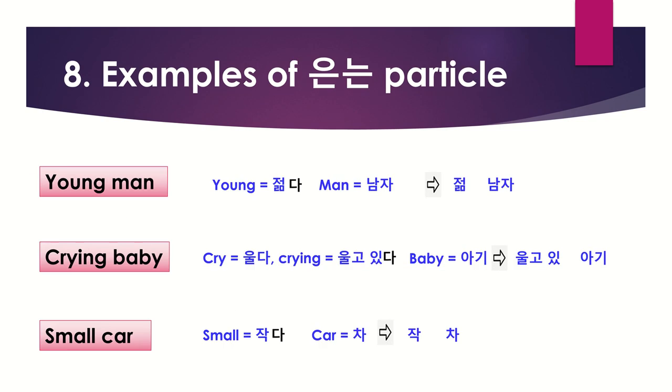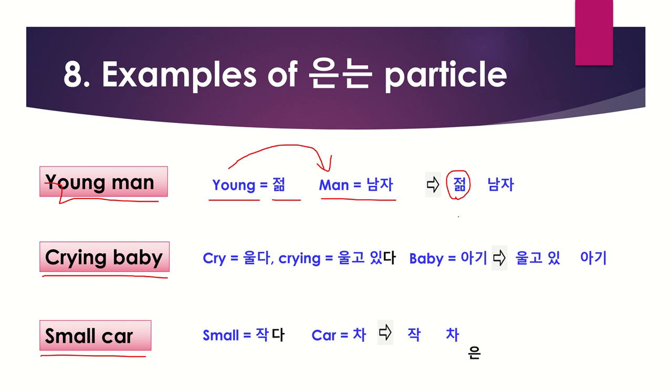Okay. Let's move on. That's example 8. A young man, and crying baby, and small car. Young is an adjective, meaning 젊다, right? Man is 남자. Young modifies the noun man. Okay? So, remove 다. 젊다, 다 is removed. And we need the particle. 젊 ends with a consonant. Alright? So, particle 은. 젊은 남자. Okay?